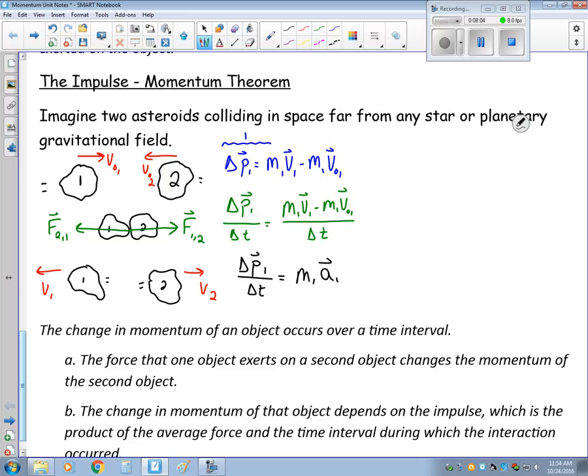And if I look at my scenario, there was only one force acting on that asteroid 1. That was force F2,1. So what I'm left with is change in momentum for object 1 with respect to time equals the net force, which was F2,1, the force provided by object 2 acting on object 1. I can then rearrange this.